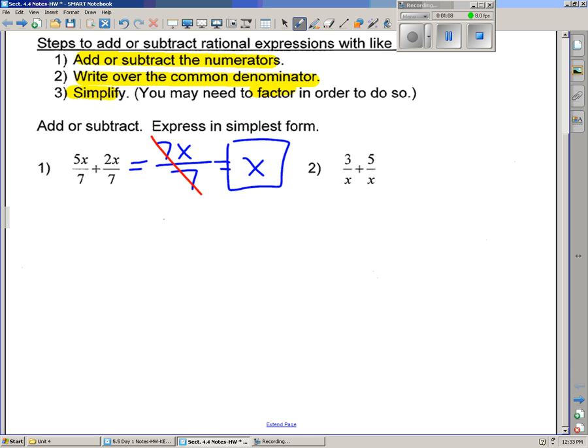Take a look at the second fraction. Common denominator is an x. Well, 3 plus 5 is 8. Nothing can be simplified here, so this answer is just 8 over x.